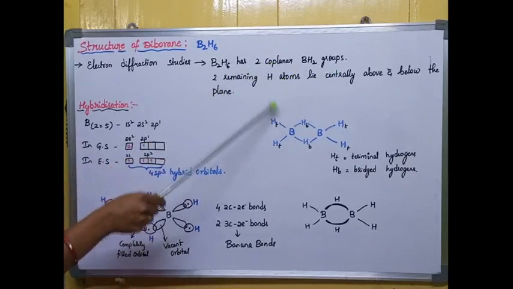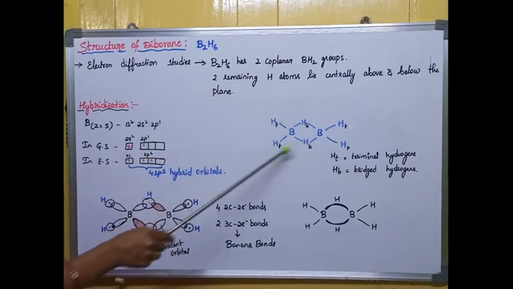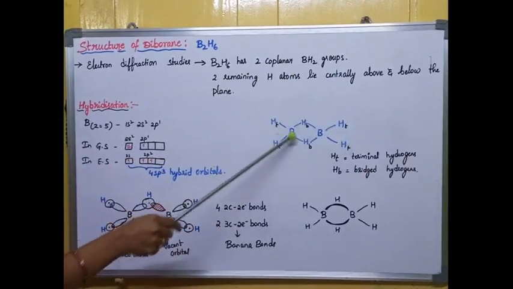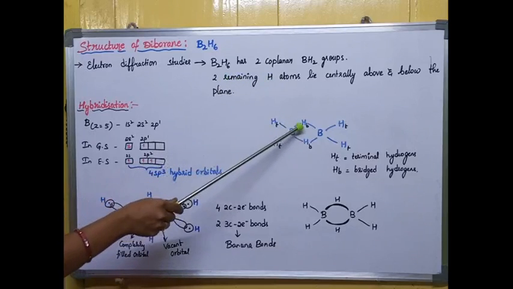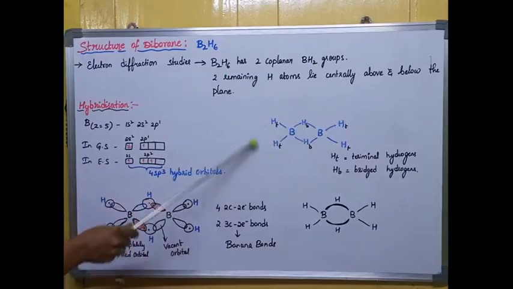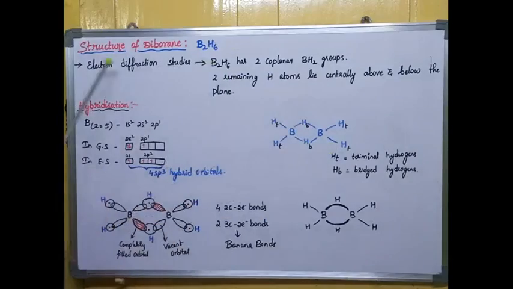Two coplanar BH2 groups. These two are planar BH2 groups. And the remaining two hydrogen atoms lie above and below the plane. So this is the expected structure through electron diffraction studies. Now let us see the hybridization in order to understand the structure.